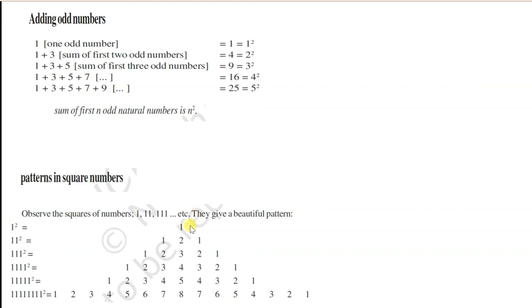1 square is 1. 11 square is 121. 111 square is 12321. And 1111 square is 1234321. See the pattern followed by these square numbers. If you have four ones here, then its square will be written like this: 4 in the middle, and then in decreasing order the numbers are written on the left hand side as well as on the right hand side.